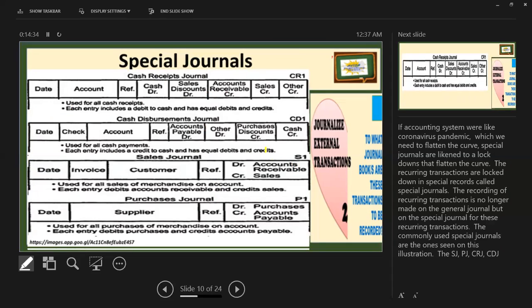If the accounting system were like the coronavirus pandemic, where we need to flatten the curve, special journals are likened to a lockdown that flattens the curve. The recurring transactions are locked down in special records called special journals. The recording of recurring transactions is no longer made on the general journal, but on the special journal. The commonly used special journals, as I've said, are these four: cash receipts, cash disbursement, sales journal, and purchases journal.